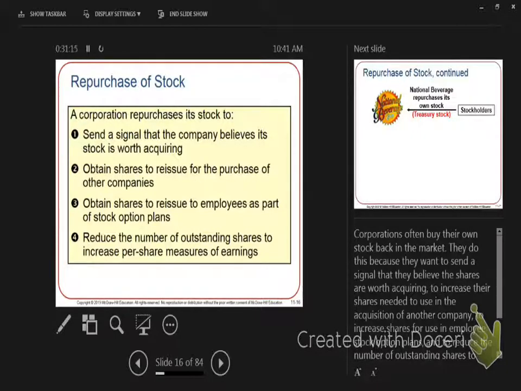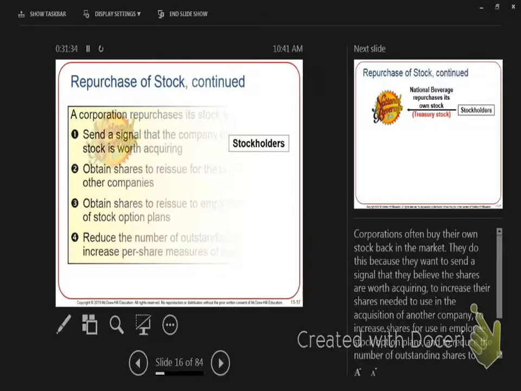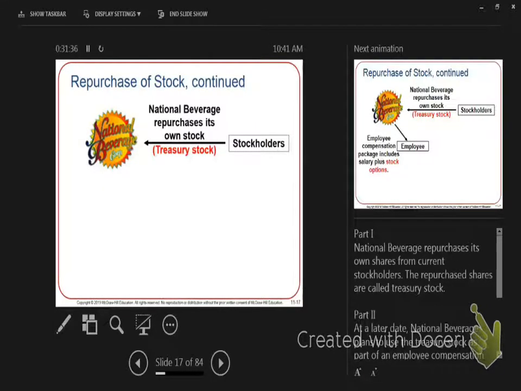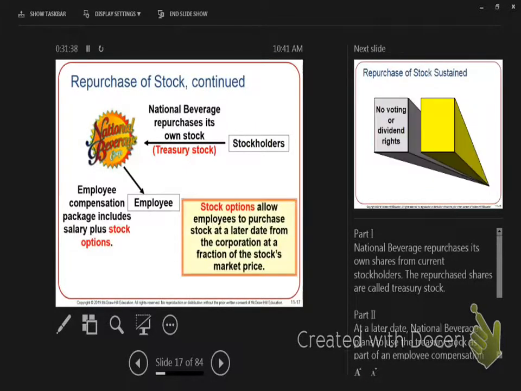And then stock options, which I said, and then to reduce outstanding shares to increase per share measure of earnings. So if you want to get your earnings per share up, then you've got to reduce the number of shares outstanding. So they do that. So sometimes it's kind of to manipulate some ratios.